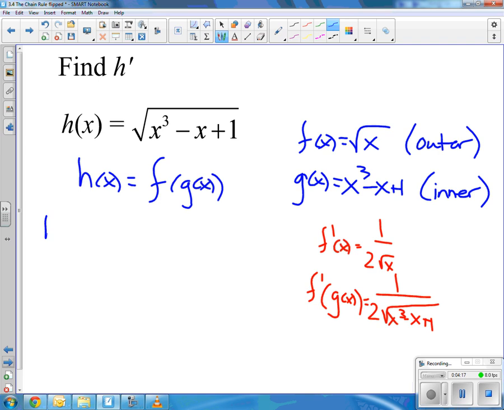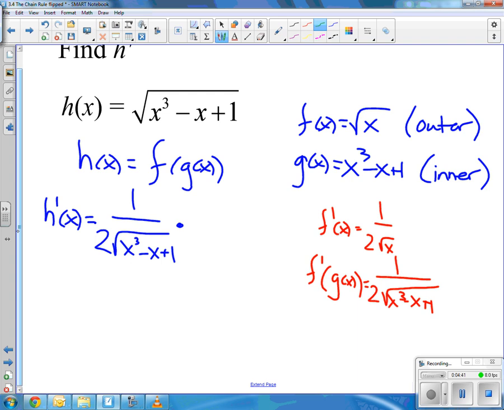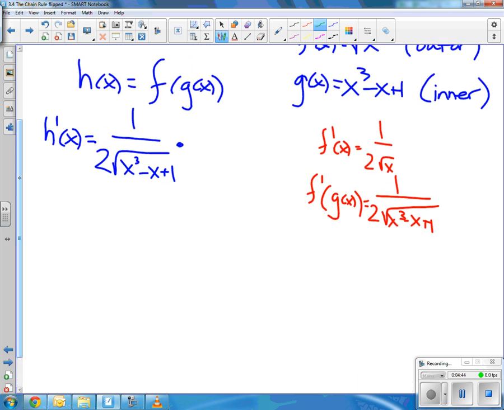So I'm going to go back here, over on the left now. h prime of x equals 1 over 2 times the square root of x cubed minus x plus 1. Okay, that's only the first part. Our second part here, we need to figure out the derivative of g of x. I'm going to go back over to the right side, get a little bit more room here. Okay, so g of x. I need g prime of x for the second part of my derivative. Now that's just a polynomial, so it's going to be 3x squared minus 1.